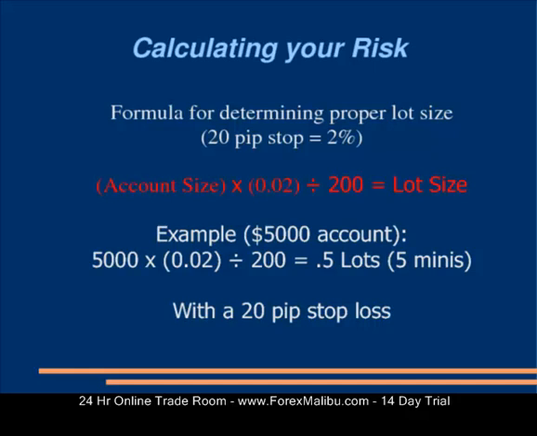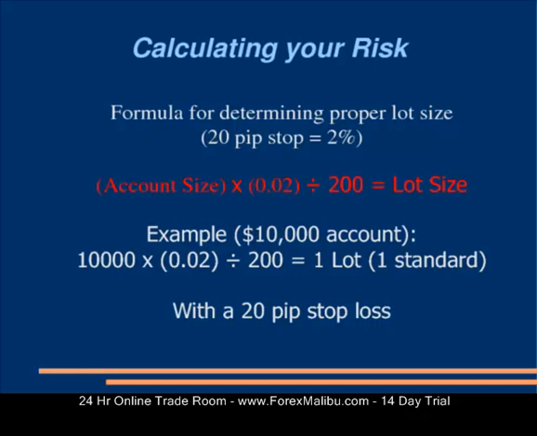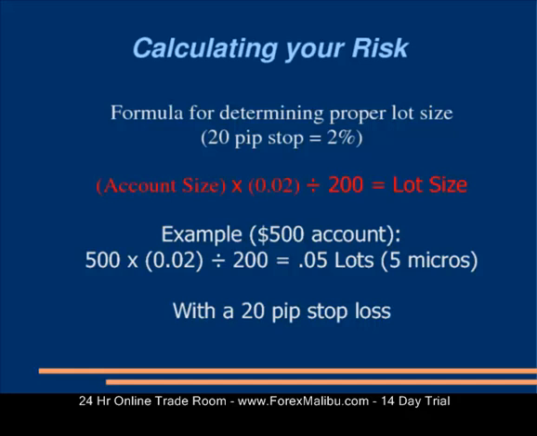Okay, if you have a $10,000 account, multiply that by 2%, divided by 200, equals 1 standard lot, 20 pip stop. So, you're getting the gist here, I believe. Here, let's do one $500 account for those guys that, hey, not everyone can start with $1,000. So you need to be in a micro account. That's 5 micros on a $500 account.